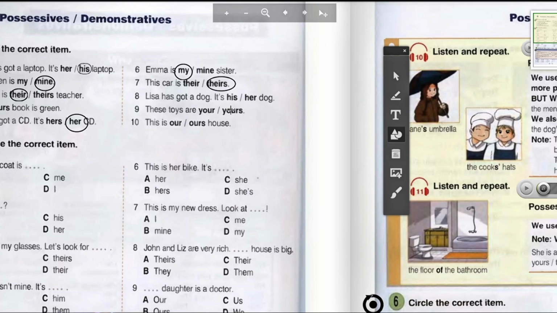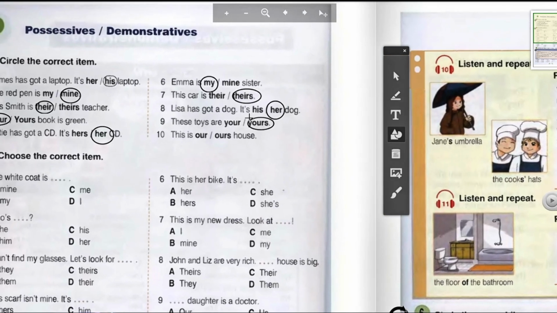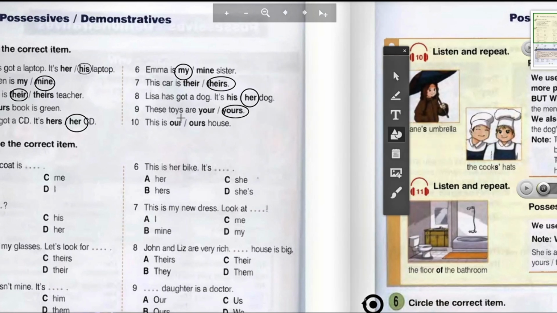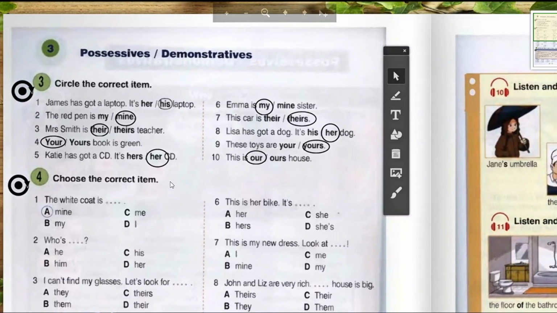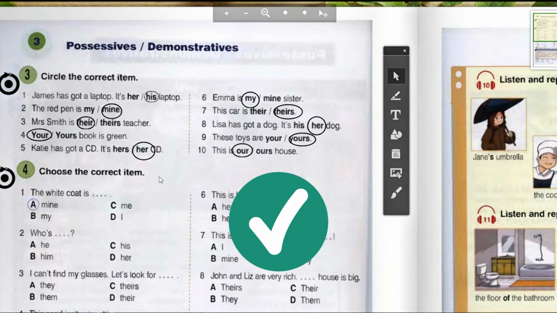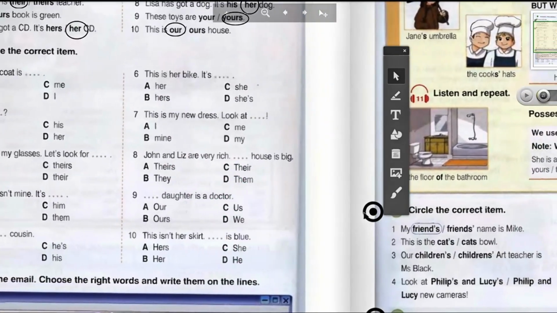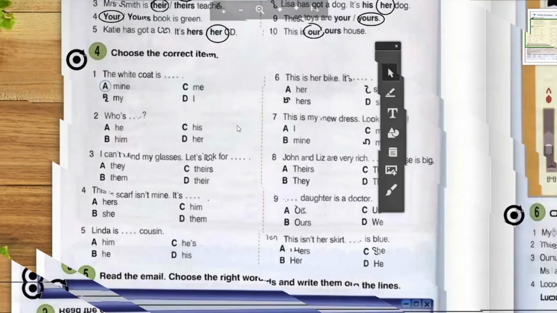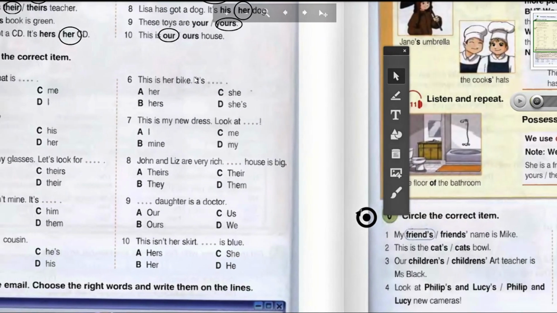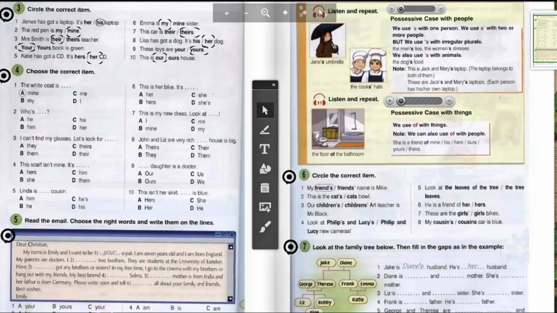Lisa has got a dog. It is her dog. These toys are yours. So this is our house. You can see the answers again. Okay, let's take a look at the fourth one. The white coat is, let me do like this. Choose a correct item. So let's take a look. The white coat is mine. You can see here.